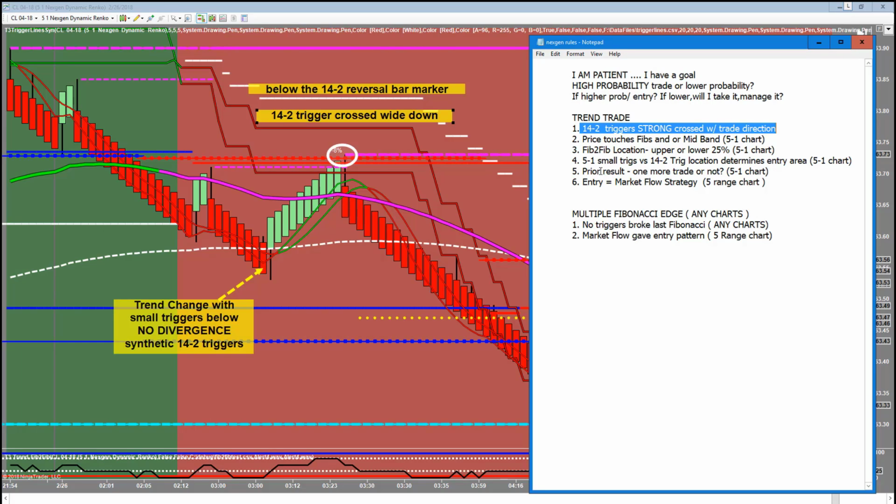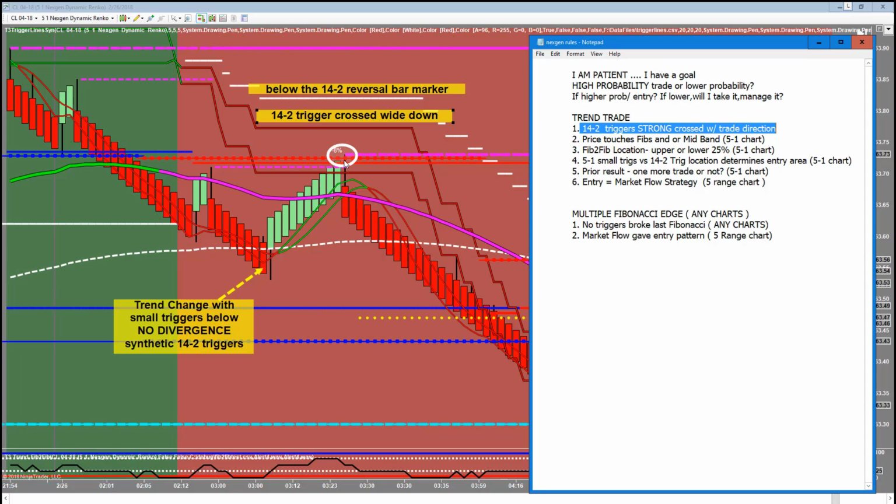The other thing that we want to look at is prior results. Where did we come from when we got up here? Did we have divergence on the lows? Did the 14-2 chart hit an area that says this area is going to hold? If those things are not true, then we have a really high probability trend trade short.